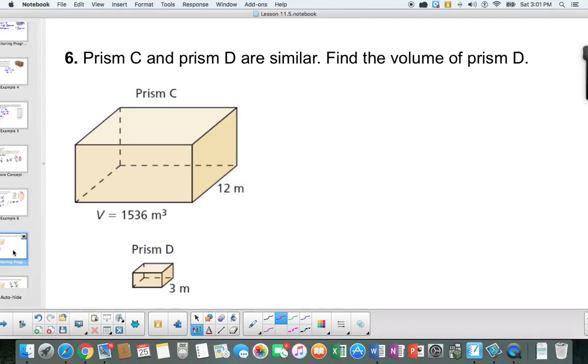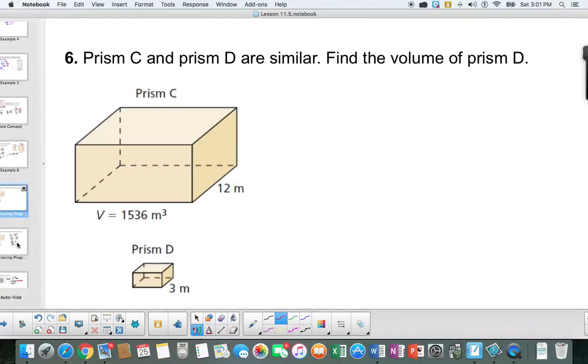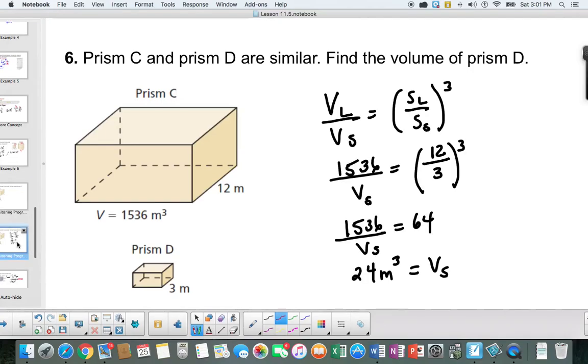All right, your turn. Try to find the volume of prism D, which is a small prism. Stop the screencast. And here is the answer. Notice that the volume is much smaller.